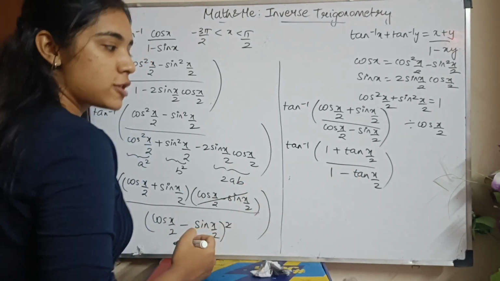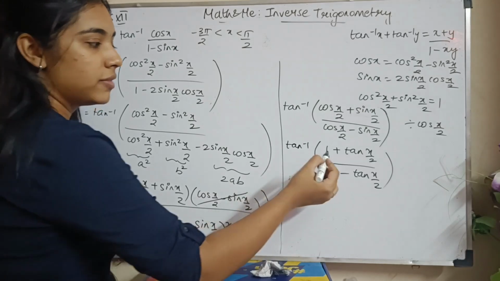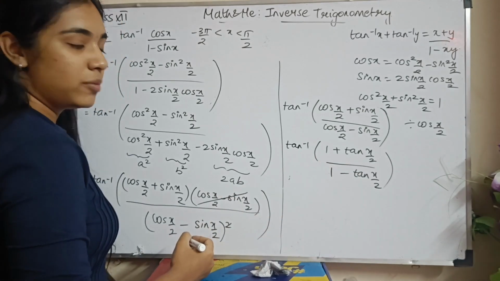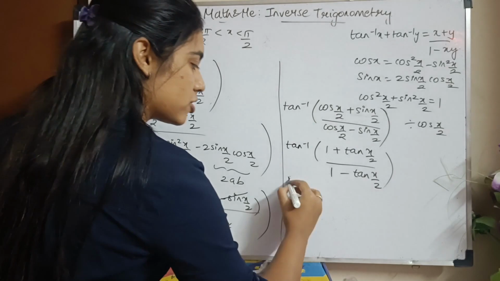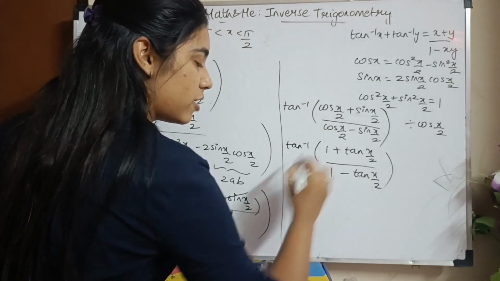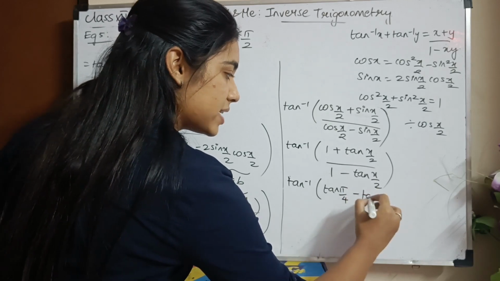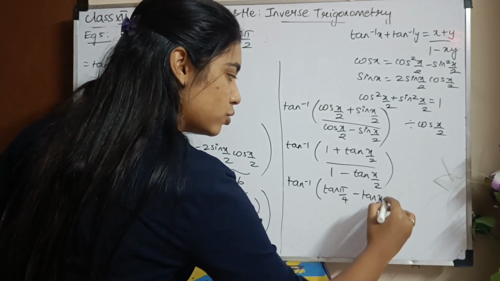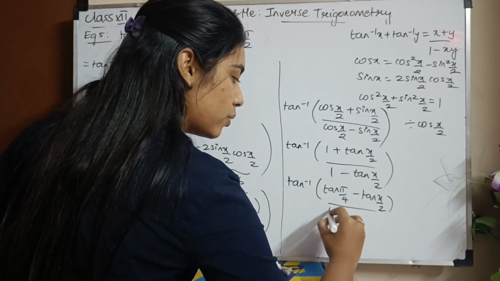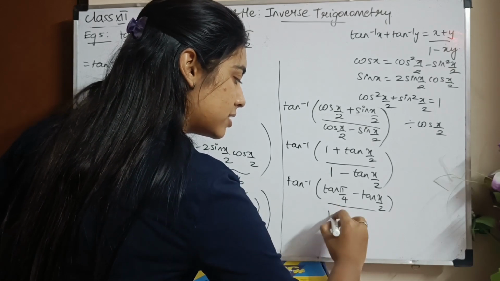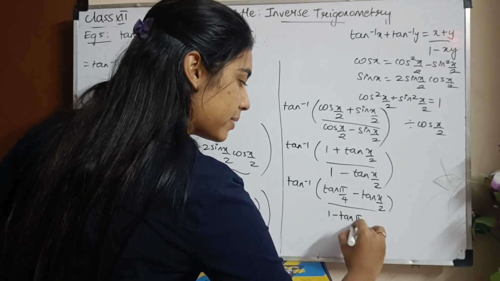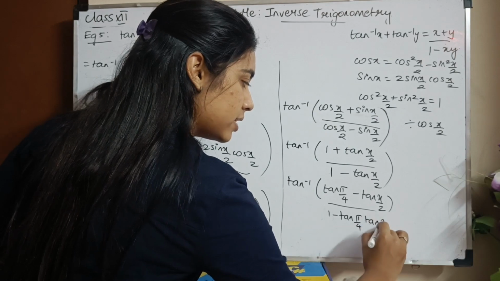So what is this? This is of the form tan inverse of tan A plus tan B divided by 1 minus tan A tan B. I can also rewrite this as tan inverse of, what is 1? Tan 45, which is tan pi by 4 minus tan x by 2 the whole divided by 1 minus tan pi by 4 tan x by 2.